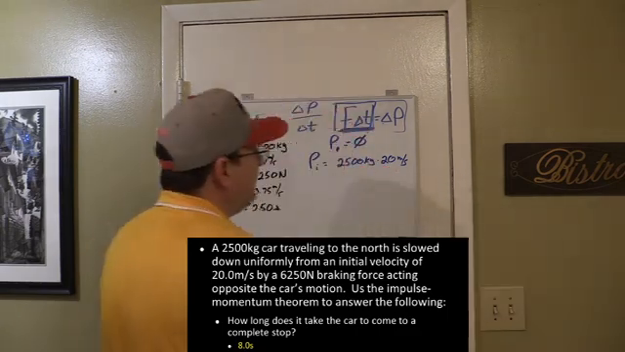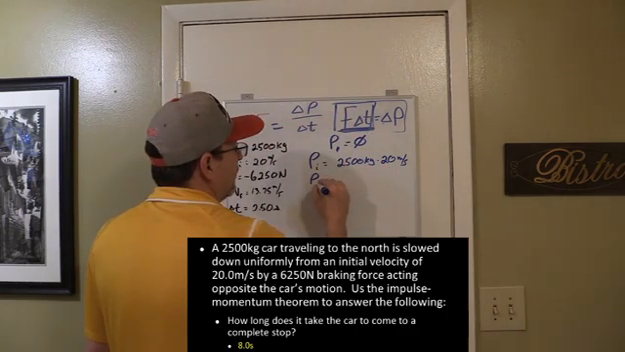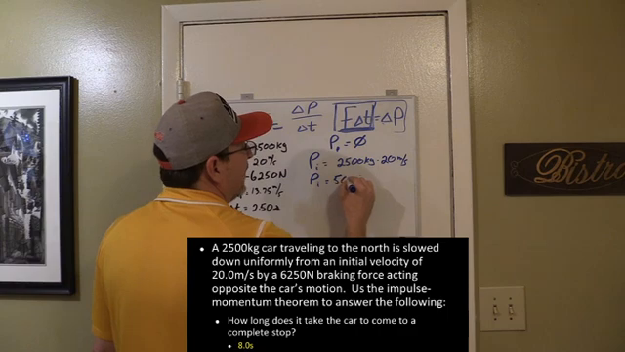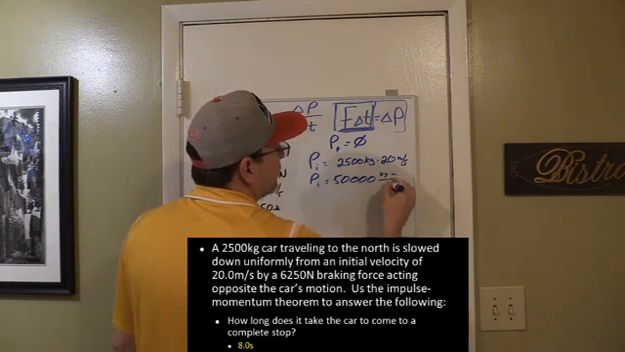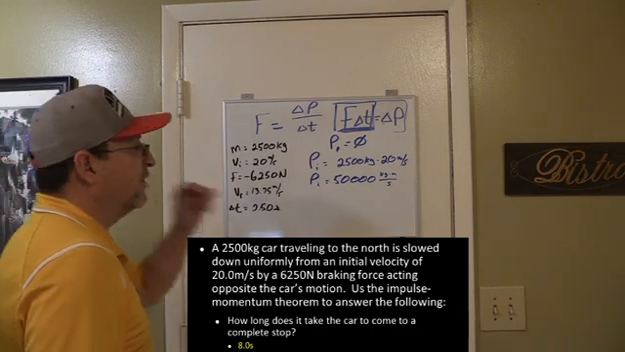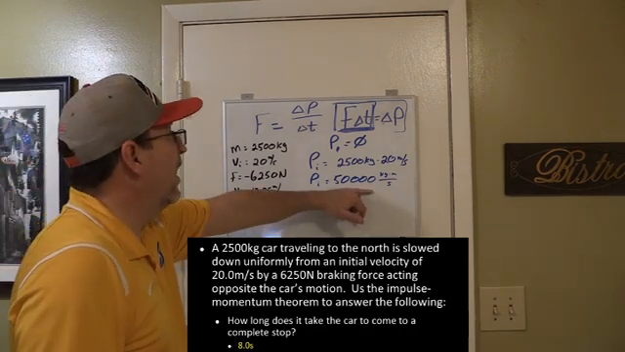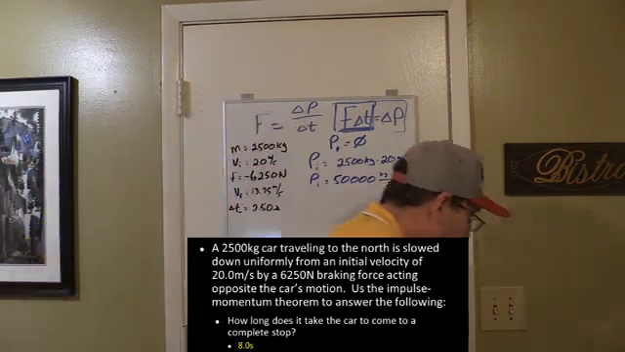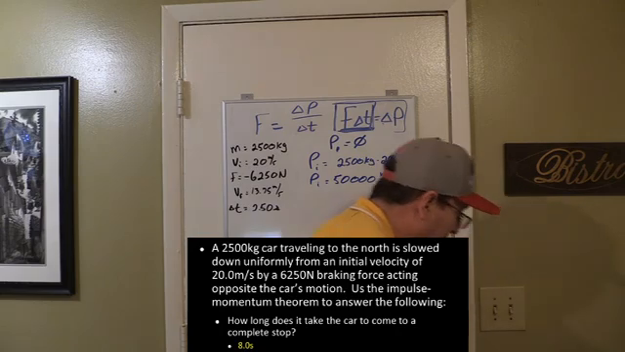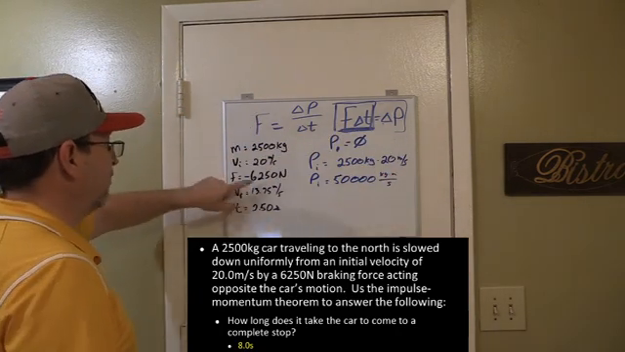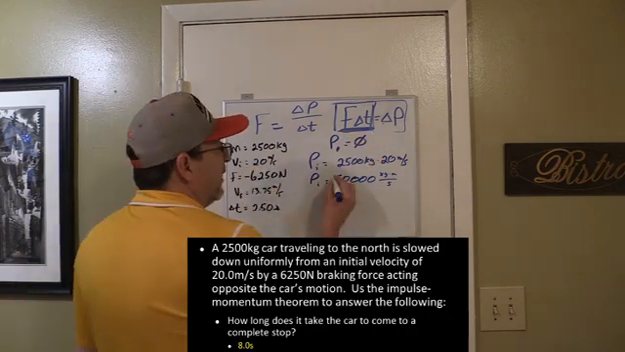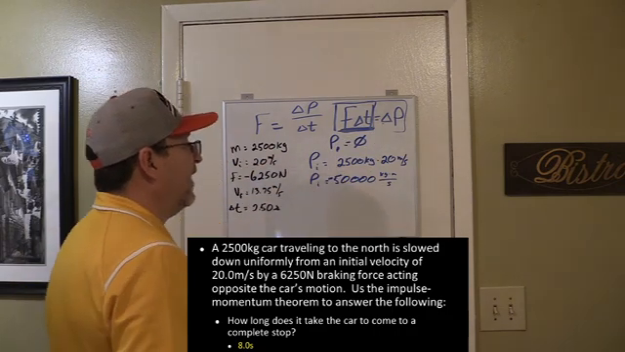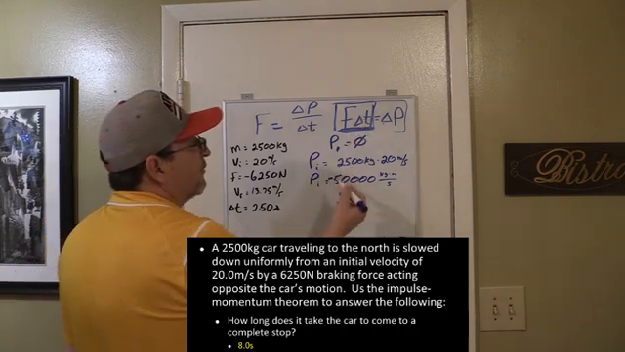Let me do that. Wasn't that 50,000? Yes. So my initial momentum was 50,000 kilogram meters per second. Okay? So there's my initial momentum. It also told me what the force is. So I know the force, right? I now know my change in momentum. It's going to be negative 50,000, right? So all I got to do is solve for time.